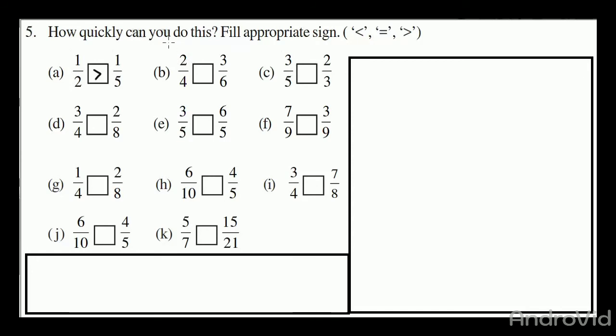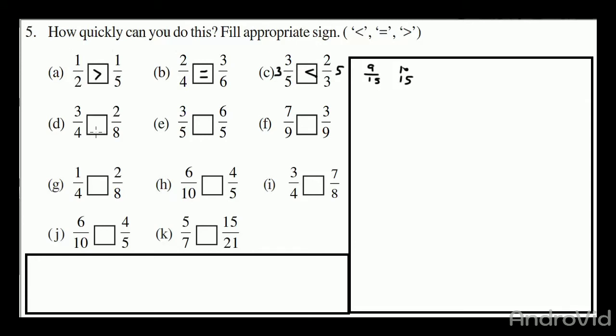2 over 4 and 3 over 6. So what you can do in this case is half. 3 over 6 is again half and 2 over 4 is half. So equal sign. C part, multiply it with 3 and 5 respectively to make it like fractions. You have 9 over 15 and 10 over 15. So now denominators being like, 10 is greater.